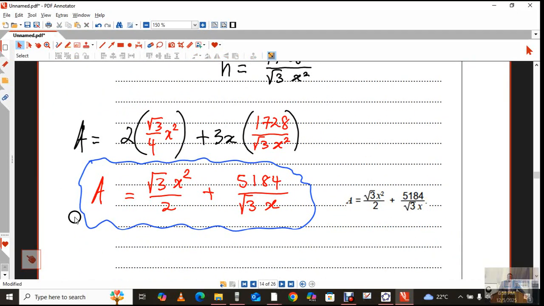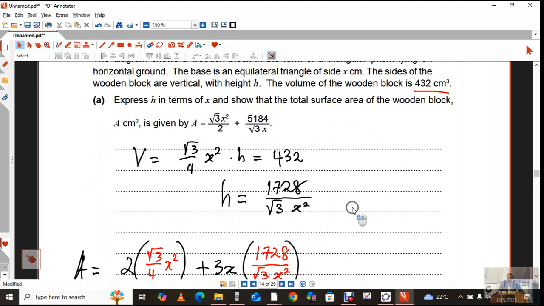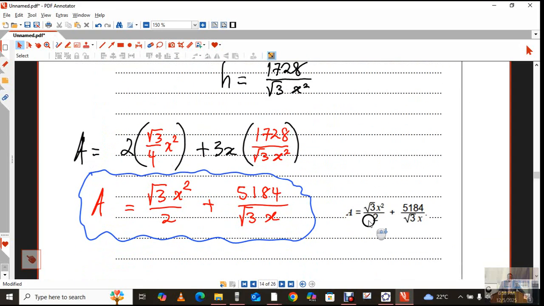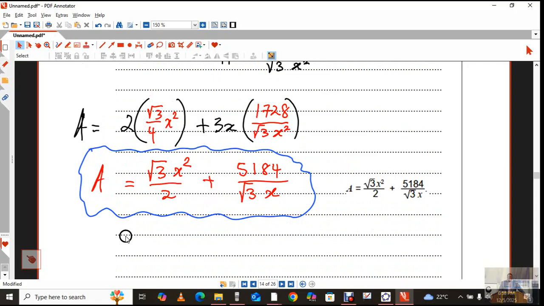Are they identical? Yes, they are. So we have done that. Now, this is a 4-mark question. If you are not able to do all of this, you should still be able to do the second part of the question. But at this level, that's what we expect.